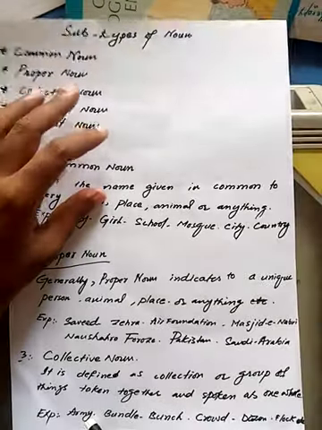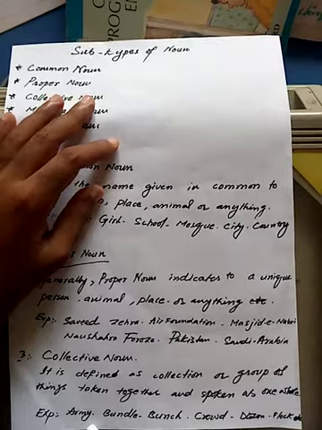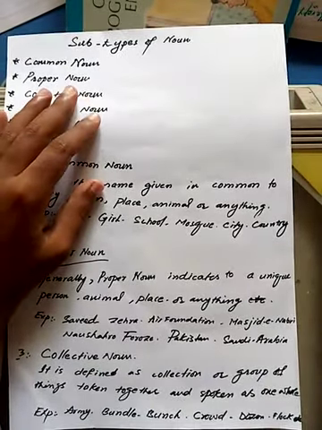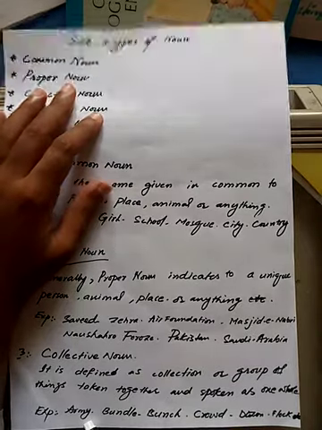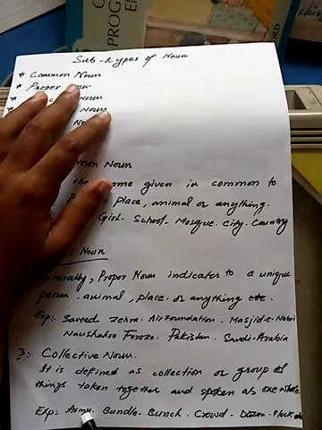For example, here I have written an example in starting: army. So how many words are there in army? Just one. Does it give meaning to a single person? No, it defines the whole, all the soldiers and the people of the army, but the word is just one.